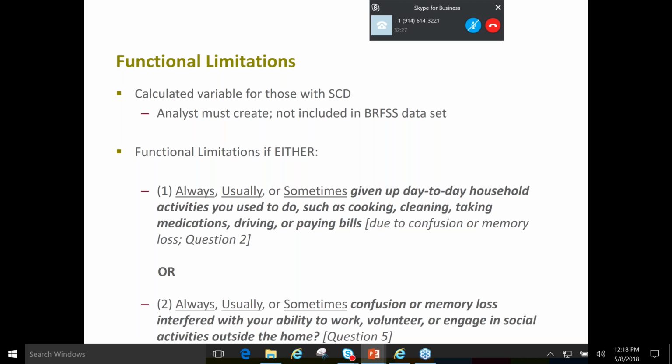And so functional limitations are present in a respondent if they report always, usually, or sometimes having given up day-to-day household activities that we mentioned, such as cooking, cleaning, taking medications, or driving, due to confusion or memory loss. That was question 2 of the module. Or they always, usually, or sometimes report that confusion or memory loss interfered with their ability to work, volunteer, or engage in social activities, which is question 5. So when you're writing your code or doing your statistical analysis, you want to include both of these questions to define functional limitations, making sure that you're including those that always, usually, or sometimes report giving up household activities, or always, usually, or sometimes report an interfered ability to work, volunteer, or engage in social activities.